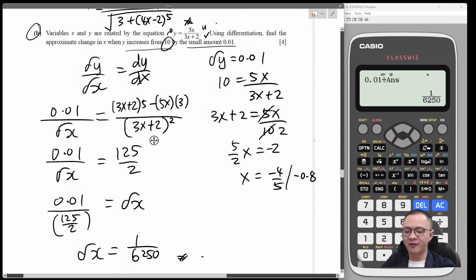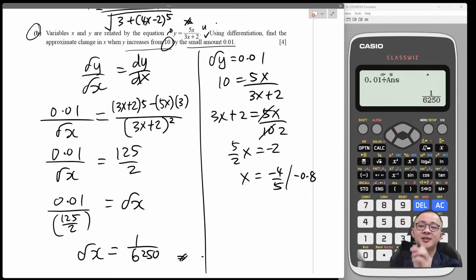Alright, it's not very bad, but it's a bit unusual because normally they will give you the change of x value. Then you can sub the original x into the dy dx. But in these cases, they purposely don't want to give you any information of x. They tell you y increased 0.01 from 10, then a lot of students might mistakenly sub the 10 into dy dx, then you got it wrong.